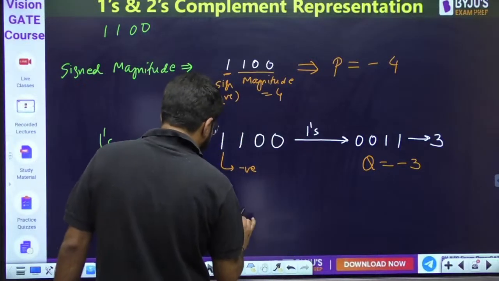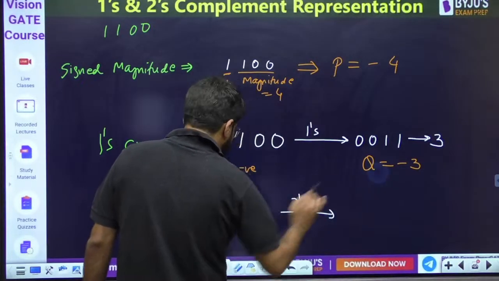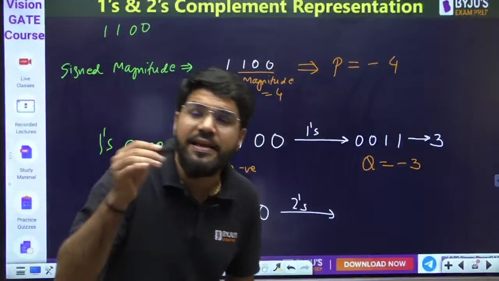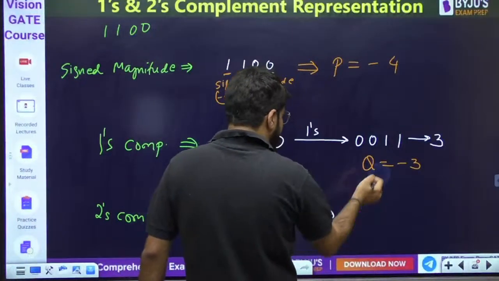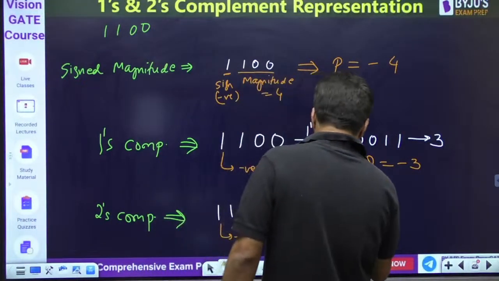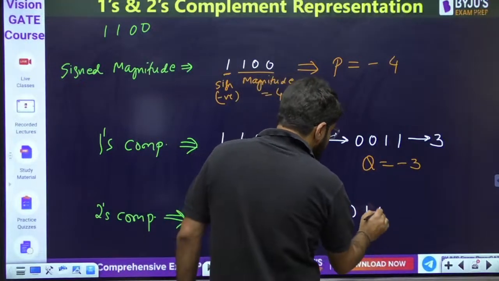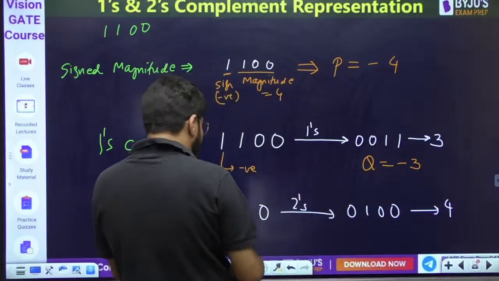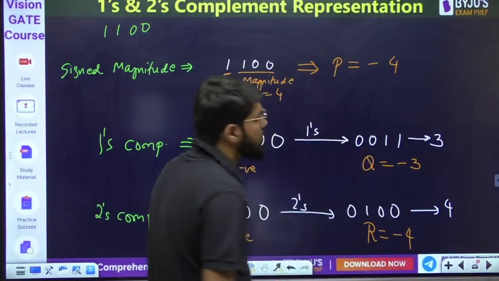Next is 2's complement machine, same binary number. What is its decimal value in 2's complement machine? Again I will first observe that it's a negative number, and a negative number would have been stored by taking the complement. I will again take the complement so that I get the original number. So first take the 1's complement, plus 1. So that is the 2's complement, 0100, which corresponds to magnitude 4, but sign is negative. So R is minus 4.